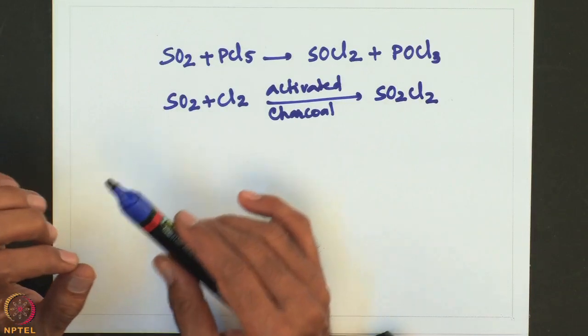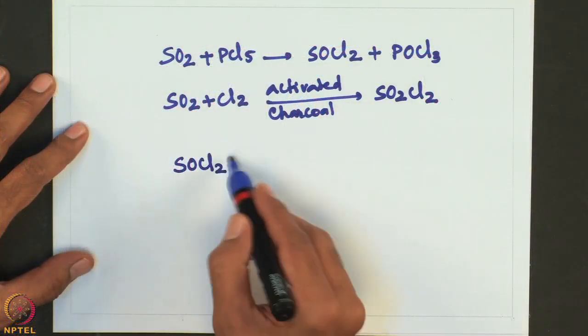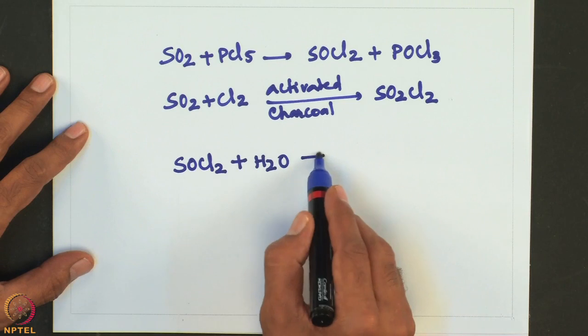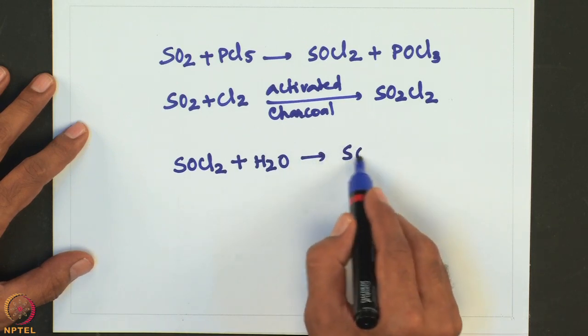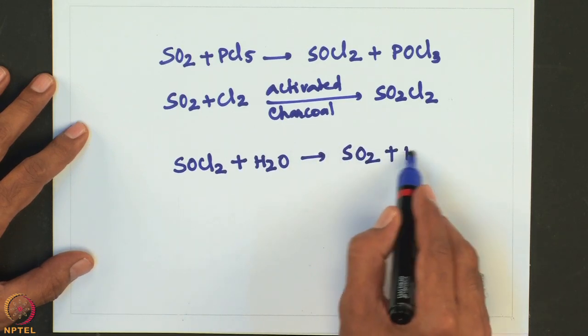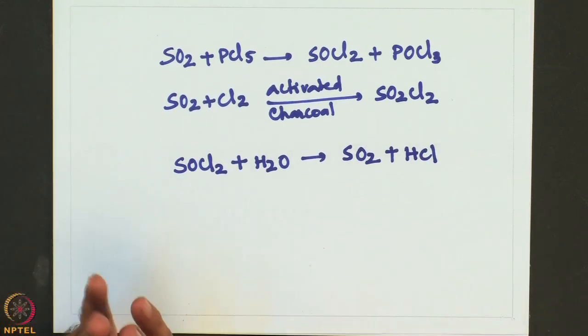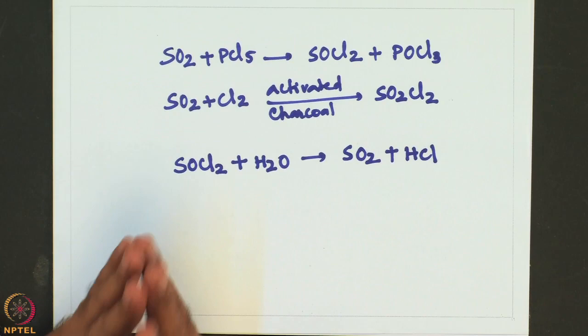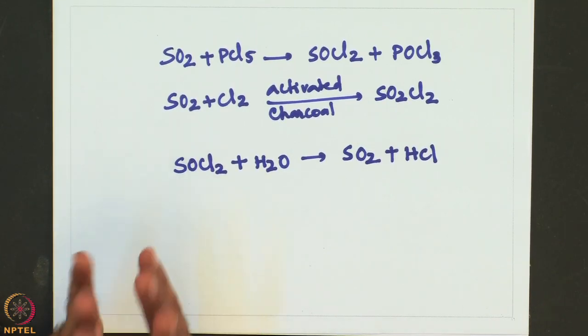Their ease of hydrolysis by water accounts for their fuming nature. What would happen if you add water to thionyl chloride? It liberates SO2 and HCl. Both thionyl and sulfuryl chlorides are commercially available. Thionyl chloride is used to prepare acyl chlorides and anhydrous metal chlorides, which are used in organometallic synthesis.